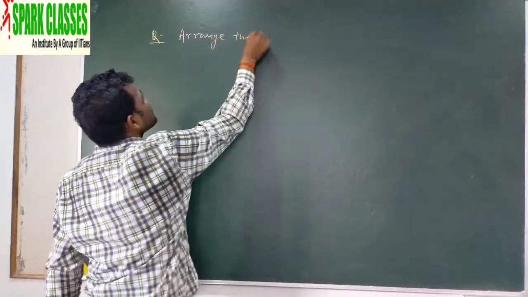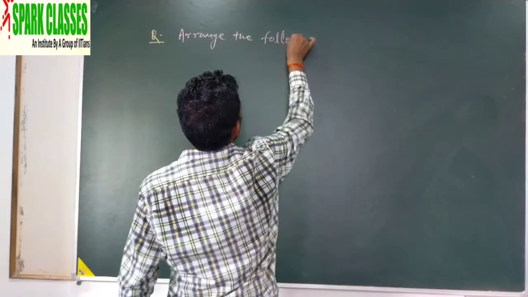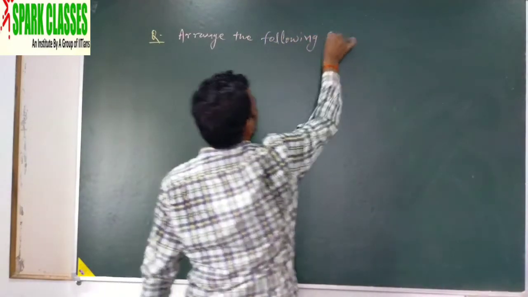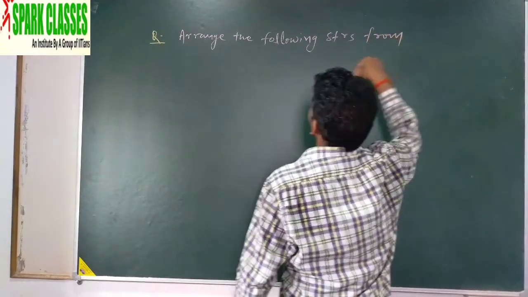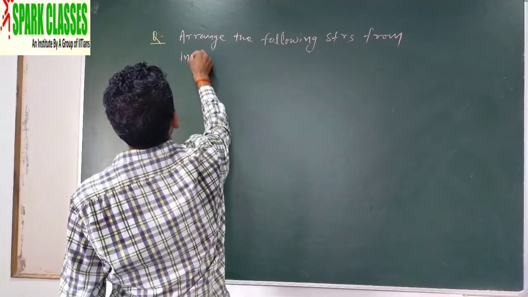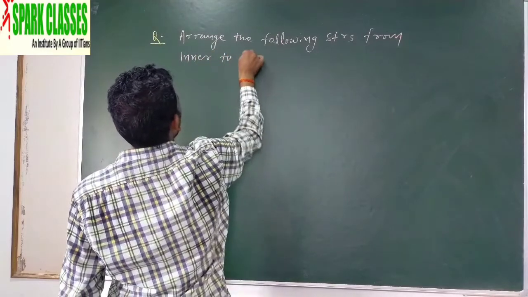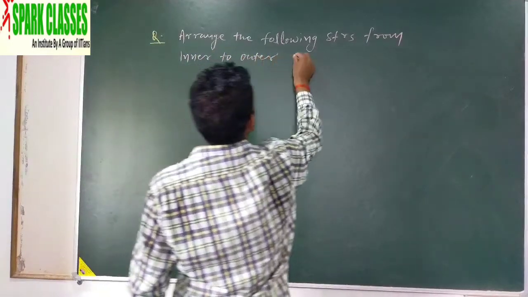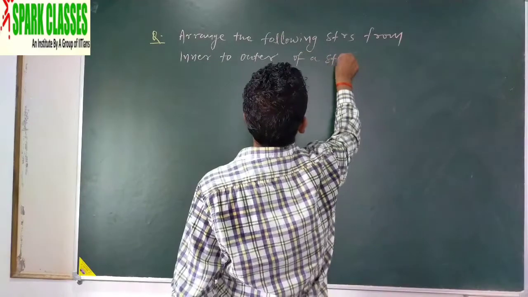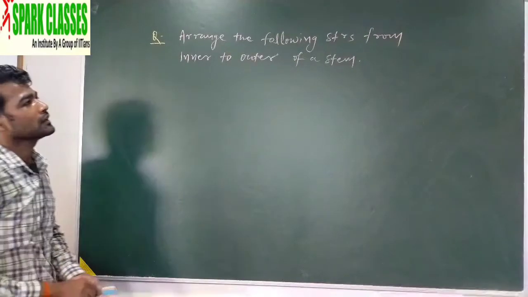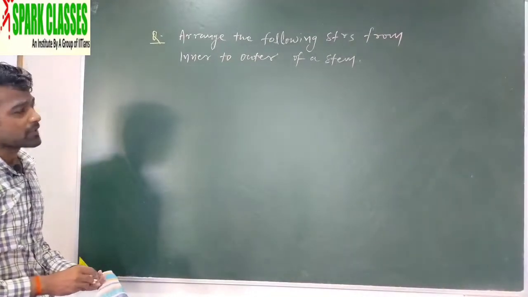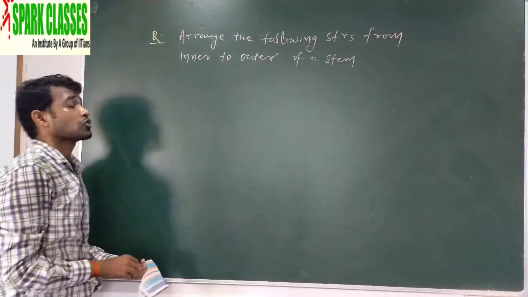Arrange the following structures from inner to outer of a stem. What are the structures given?